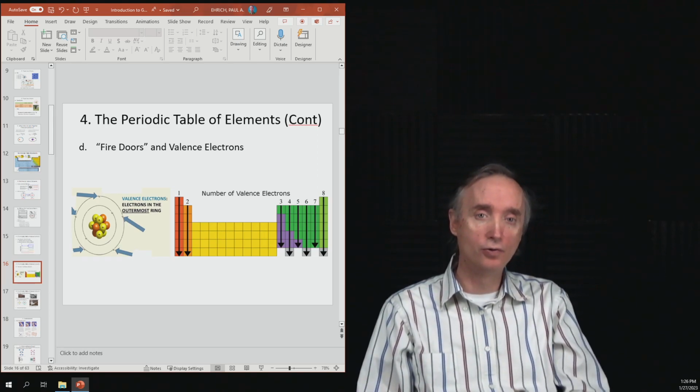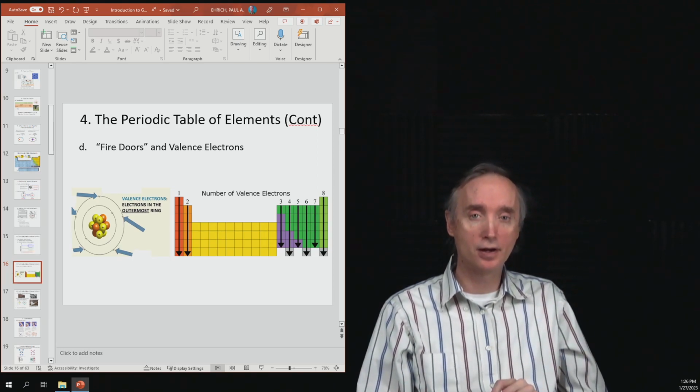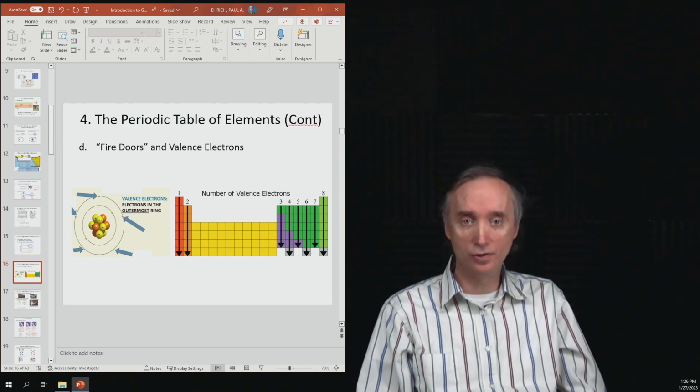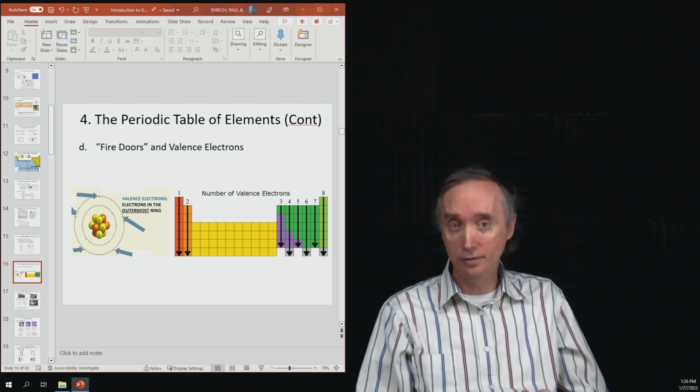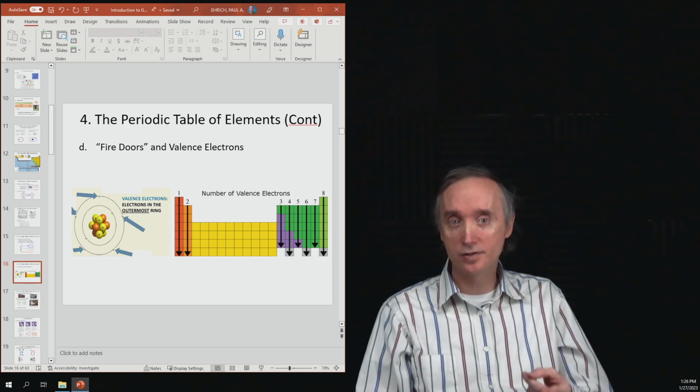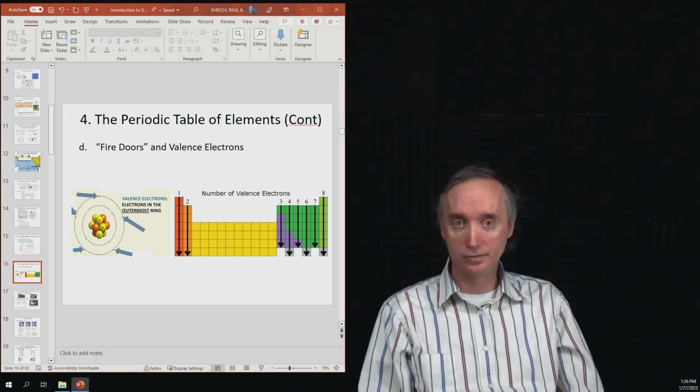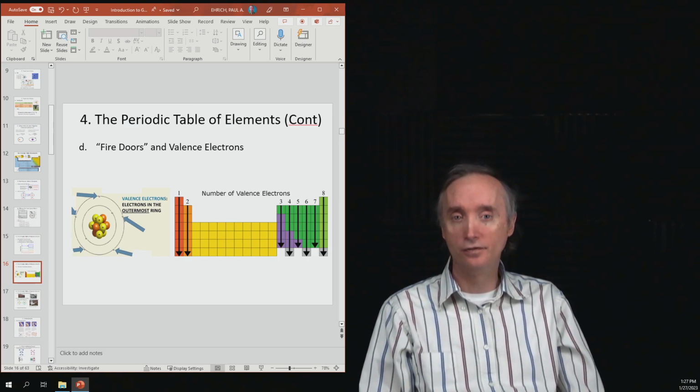And now we're going to go over to the other side of the periodic table where it continues with column 3, column 4, column 5, column 6, column 7, and then finally you got column 8. So again, each of those columns is telling you how many valence electrons that particular element has. Very important, because those will be the electrons that participate in chemical reactions.